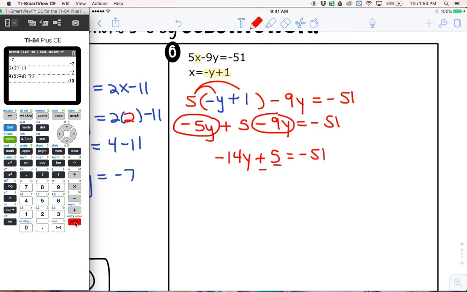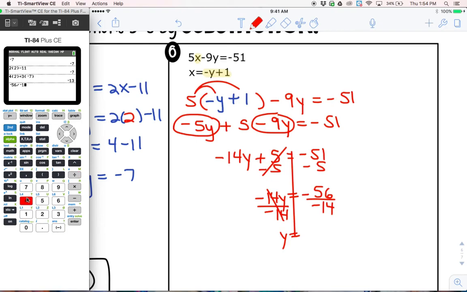We're going to subtract 5 from both sides of the equation. So I've got negative 14y equals negative 56. Divide both sides by negative 14. We've got y equals, I don't know that one off the top of my head. Let's type that in my calculator. Negative 56 divided by negative 14. And I get 4. So y is equal to 4.